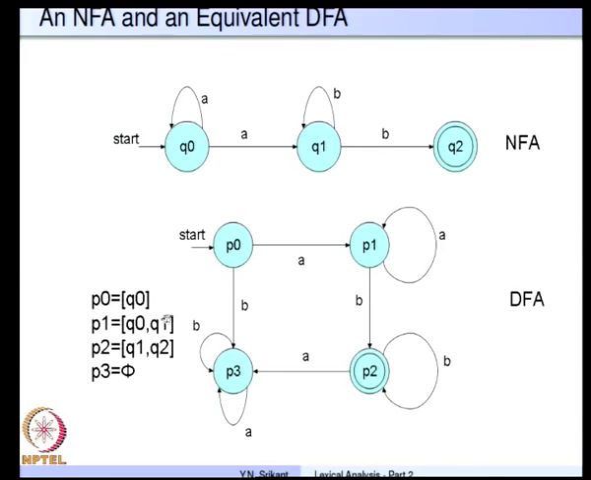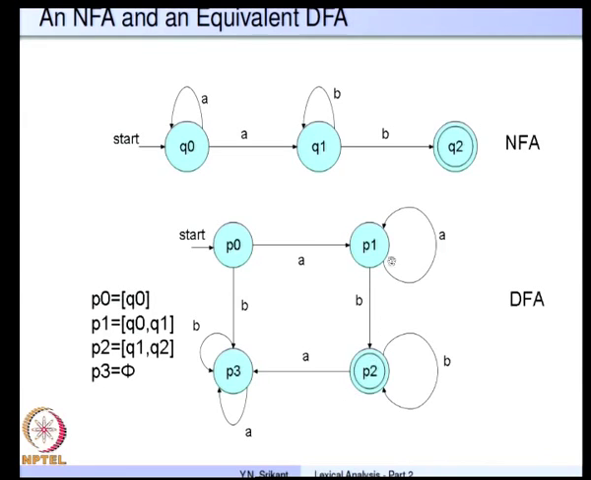Next, what about B? From Q0 on B, it has nothing, and from Q1 on B, it either remains in Q1 or goes to Q2. This state does not exist, so we create a new state combining Q1 and Q2, and let us call it P2. So, there is a new state P2, and the transition from P1 on B is to the state P2. Quite understandably, the transition of P2 on B would be to itself. Q1 on B goes to Q1, Q2, and Q2 does not add anything to the transitions. Therefore, P2 on B remains in the state P2.